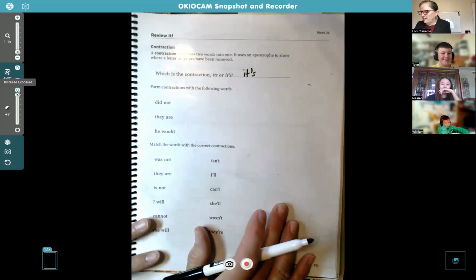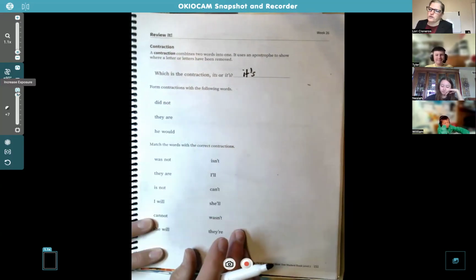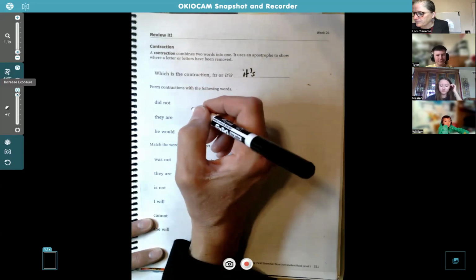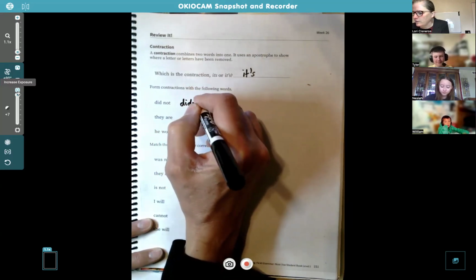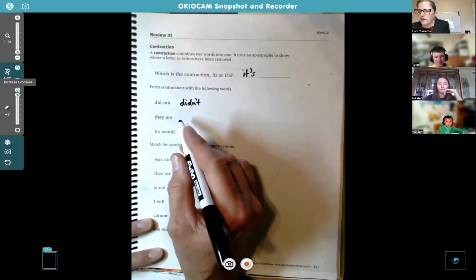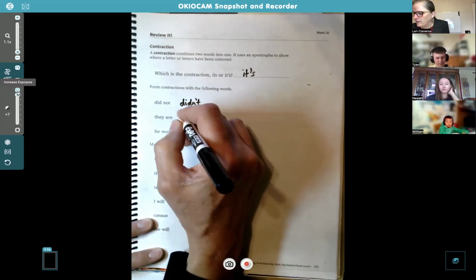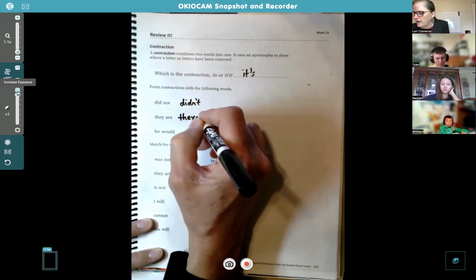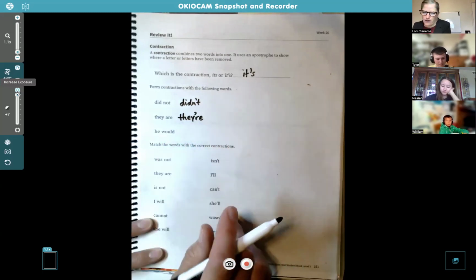And then it says here, form contractions with the following words. There's 3 and there's 3 of you. So I'm going to have each of you do one. So I'll start with Tyler. Did not. What's the contraction for did not? Didn't. Good. With the apostrophe right where we took the O out. You guys know these. Nisaya, they are? They're, with an apostrophe right where we took the A out.